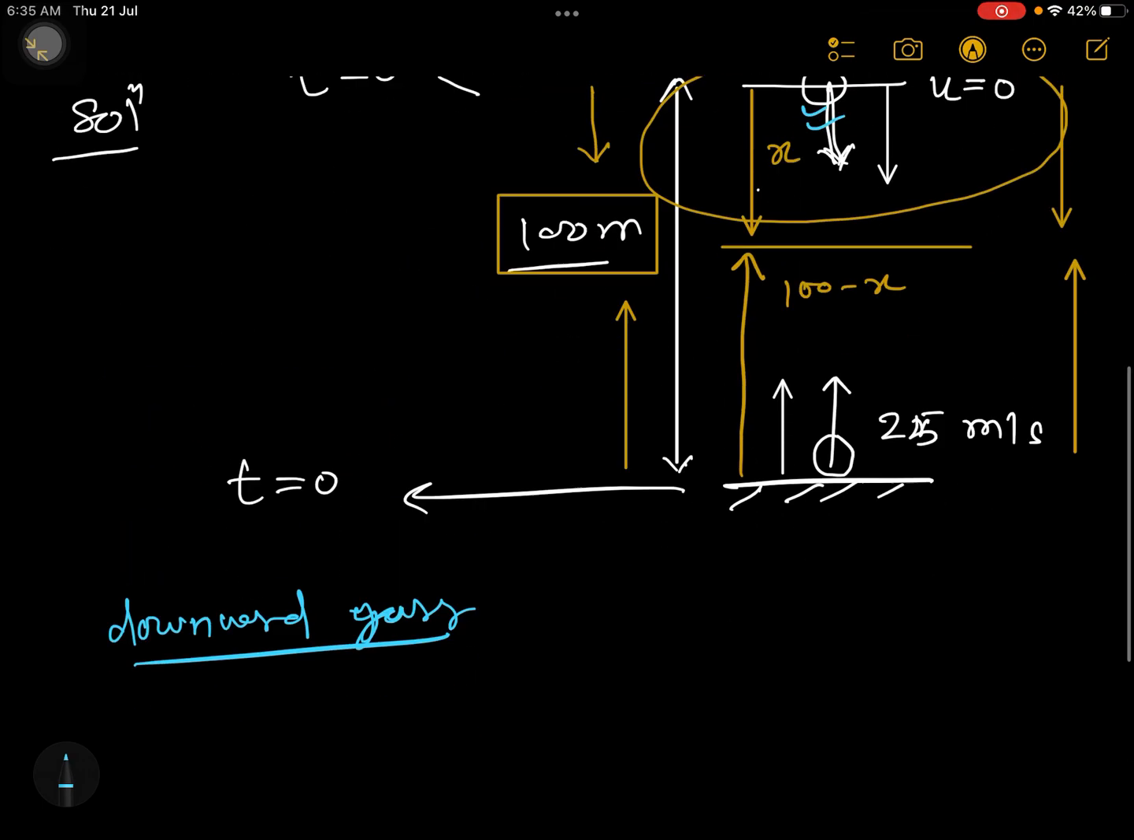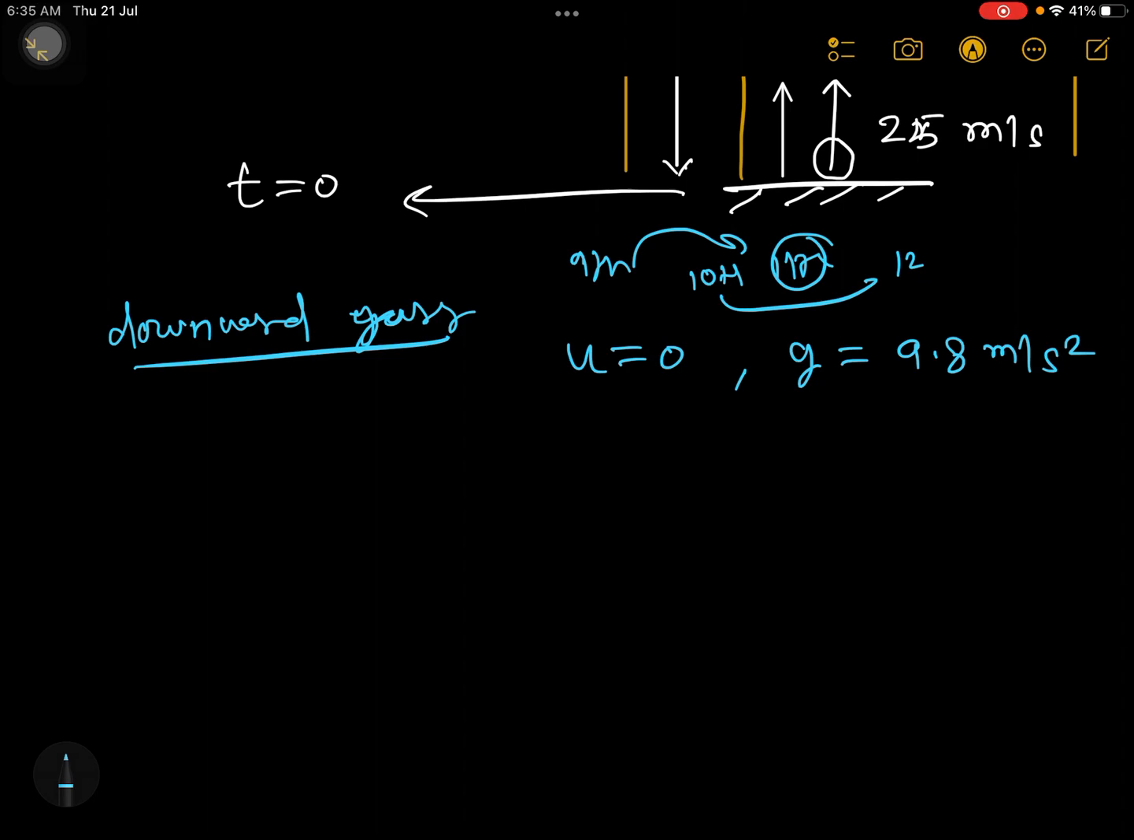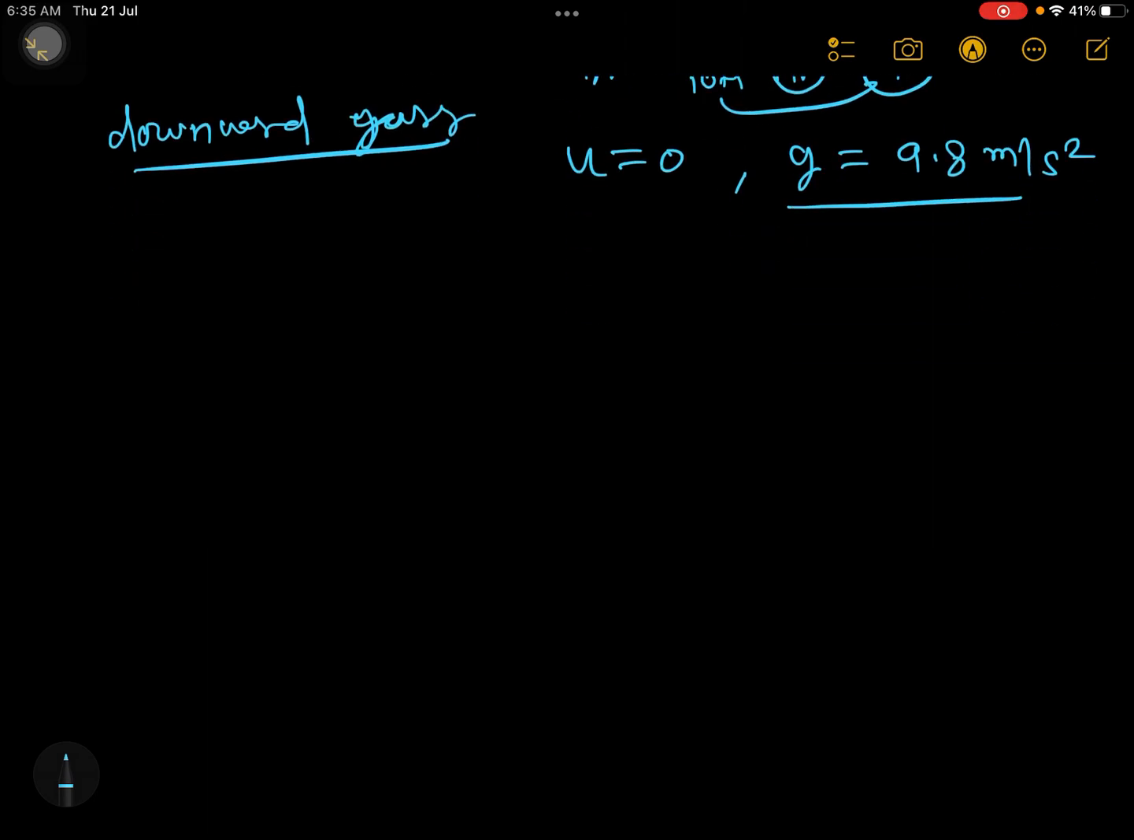What data is available for this ball? First thing, your initial speed is 0, and always remember this is motion under gravity, so your g value will be there. I am considering the g value as 9.8 meter per second square. See guys, either you are watching this video in 9th class or you are in 11th class, right? Remember, 9th class syllabus you study in detail in 11th class, and 10th class syllabus you study in detail in 12th class, and of course extra topics will be added in your senior classes. So u is equal to 0, g value is given. Now next part, what else data do you know?